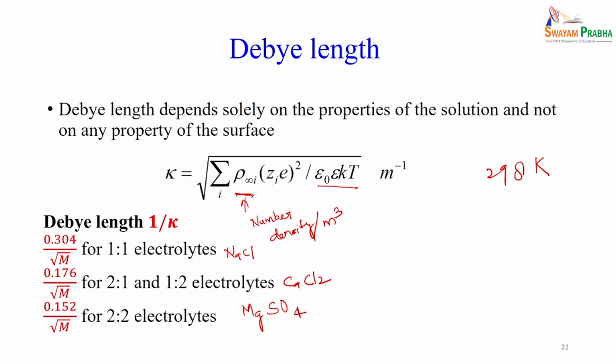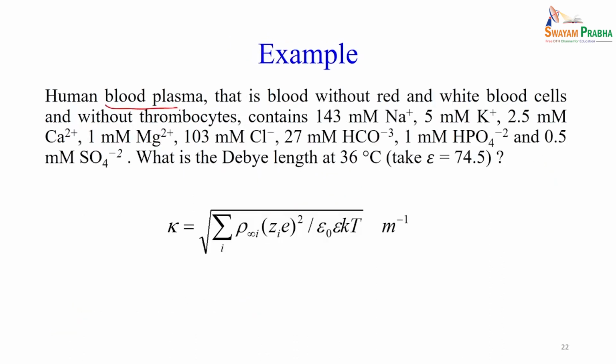So, this is what we discussed about individual ions. Now, let us say blood plasma, it will have different ions. Similarly, for the different ions, let us say it has sodium, potassium, calcium, magnesium, and also negatively charged chloride, carbonate, phosphate and sulfate ions. So, we are asked to calculate the Debye length at 36 degree centigrade, taking the dielectric constant as 74.5.